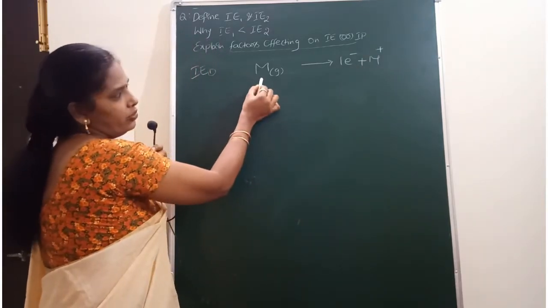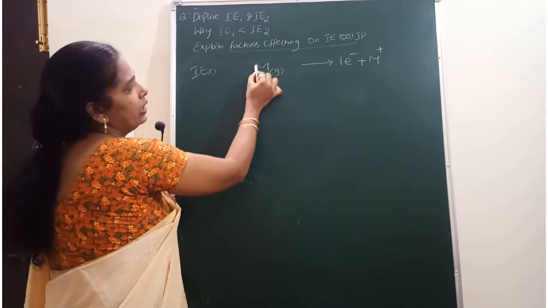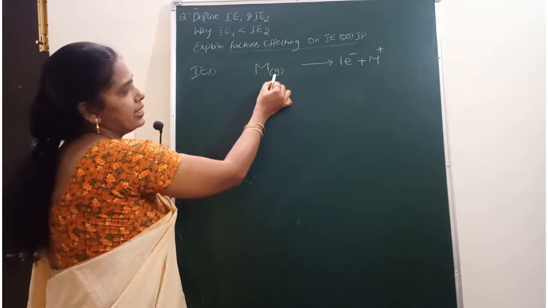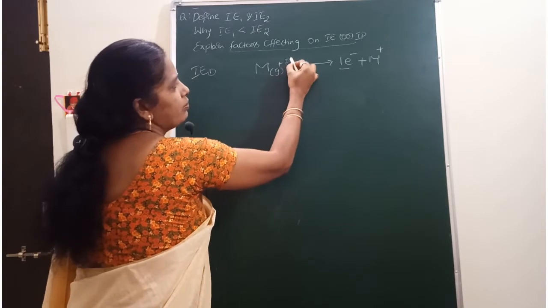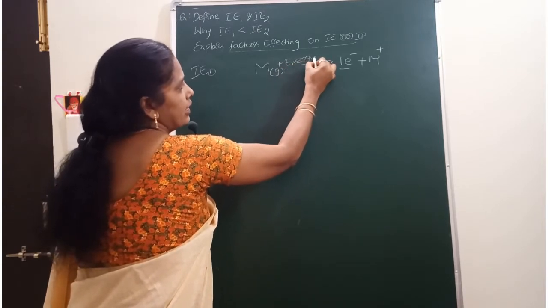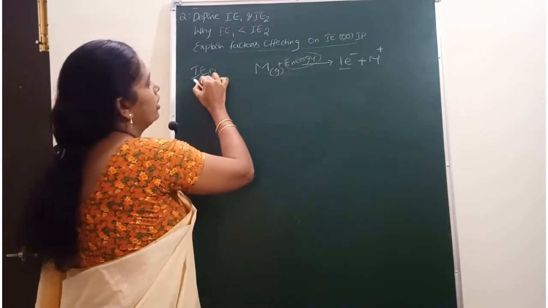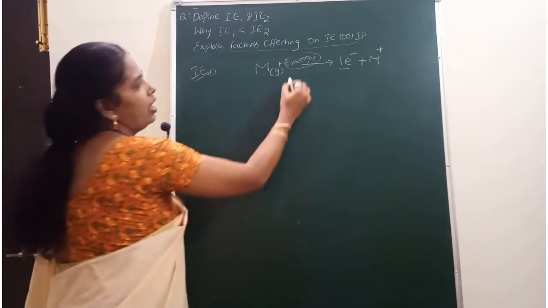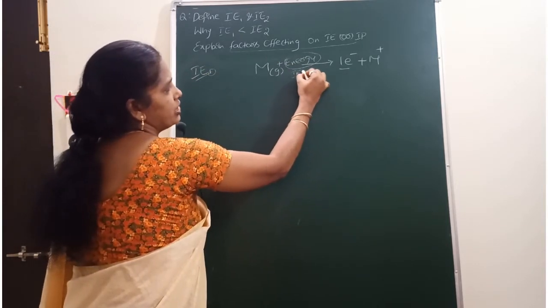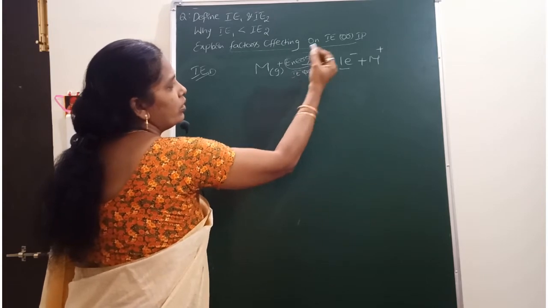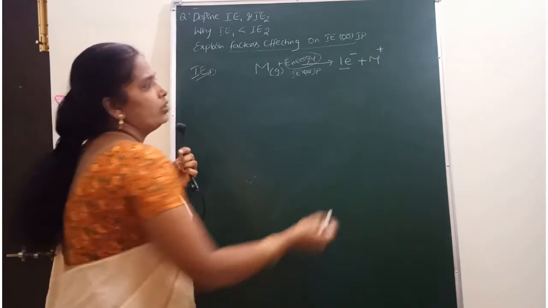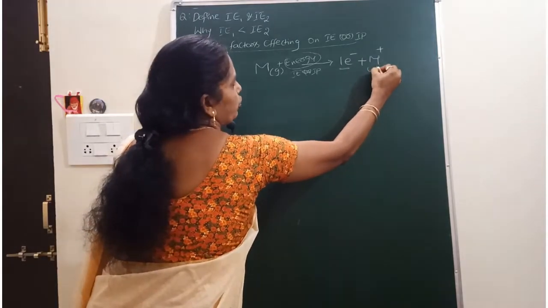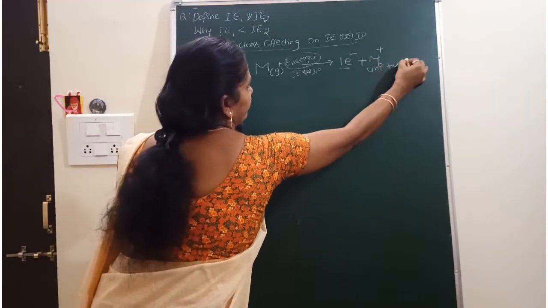So what are we doing? M is the neutral gaseous atom. To remove one electron, we need to use some energy. This energy is called ionization energy or ionization potential. We are removing the first electron, that's why it is M plus, which is called a unipositive ion.